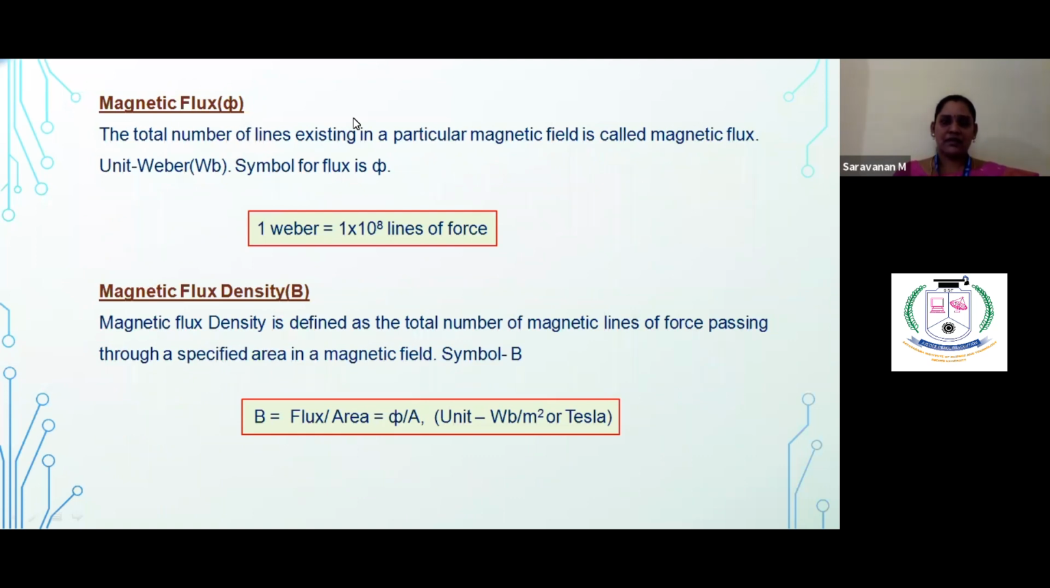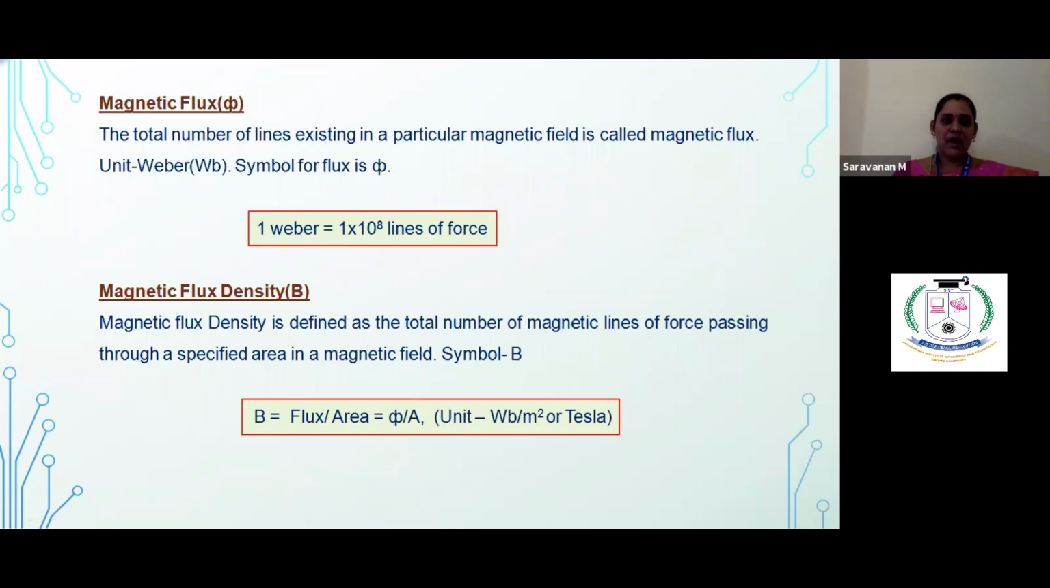And what do you mean by magnetic flux? As I told you, around the magnet you have a force of attraction around the north pole and the south pole. Therefore, the total number of lines existing in a particular magnetic field is called magnetic flux. Magnetic flux is measured in a unit called Weber, and the symbol for magnetic flux is phi. All these definitions are very important for your 2-mark questions in this magnetic circuits unit. Make a note of it. 1 Weber is 1 into 10 to the power of 8 lines of force.